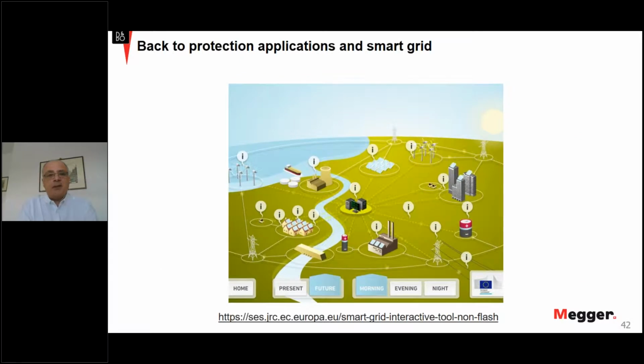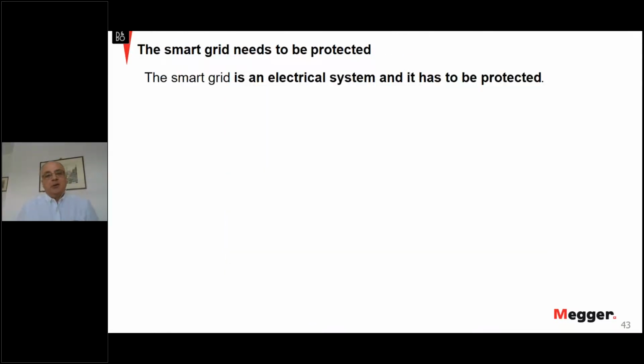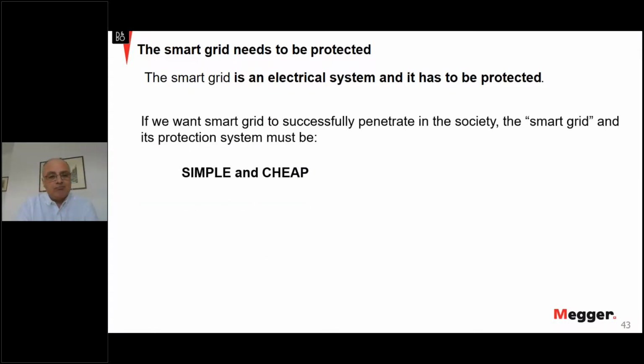So if we step back and we again look at the smart grid and the protection of the smart grid, you see I'm looking at the smart grid from very different points of view. It's an electrical system, and we have to protect it. On the other side, the smart grid enters at every voltage level, so my solar panels that I unfortunately don't have on the roof of my house, if you want me to do this, I want to have it simple and cheap.